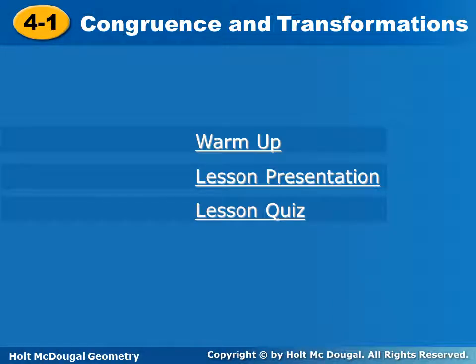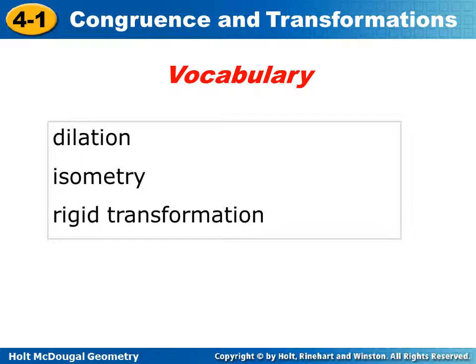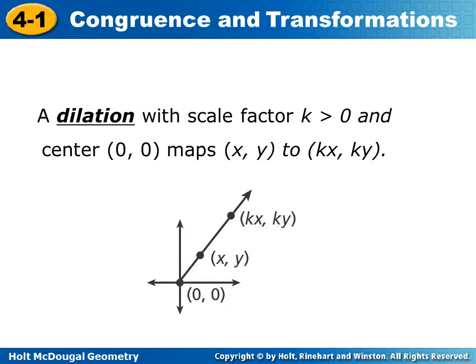This lesson is on congruence and transformations. Our vocabulary for today is dilation, isometry, and rigid transformation. A dilation with a scale factor k greater than 0 and center (0, 0) maps (x, y) to (kx, ky). A dilation is just about equivalent to the compression or stretch that we did with the other types of graphs that we did. In geometry, we're going to call it a dilation.